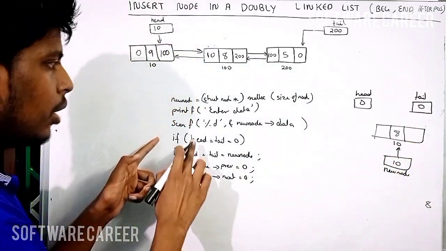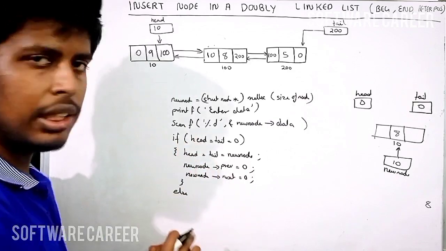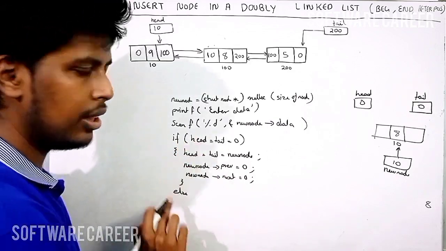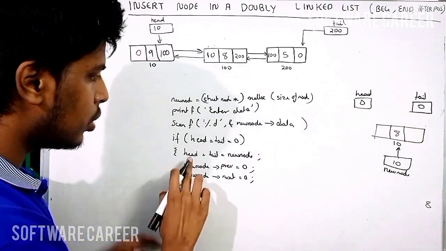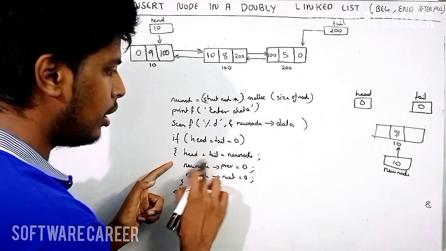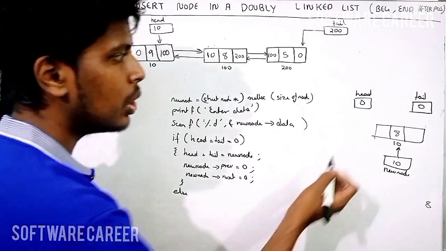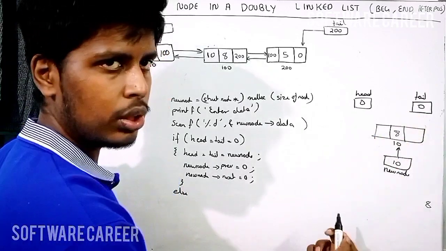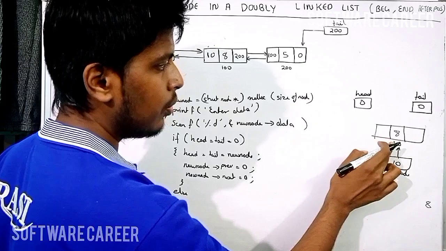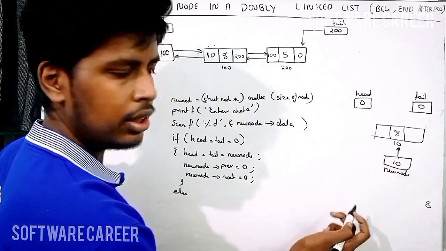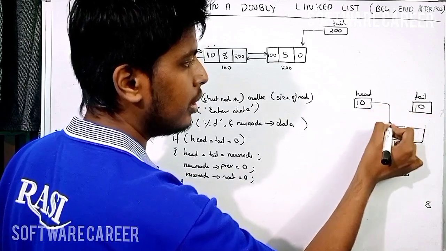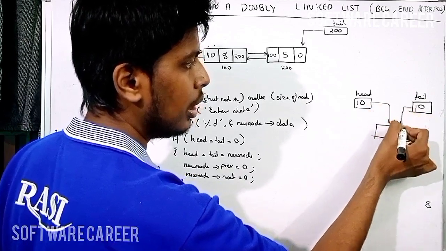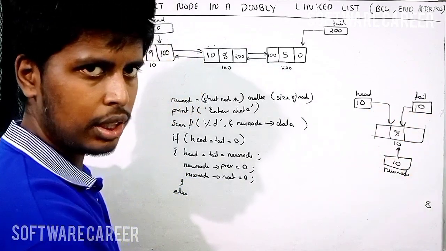Now I am checking whether the linked list is empty or not. That is, head and tail is 0. Yeah, head and tail is 0. So no nodes are present. So I should set head equals to tail equals to new node. So head and tail should point towards this node. So what is the new node address? 10. 10 is stored here, head and tail. So this pointer head and tail points towards the same node. So this is the first node as well as last node.